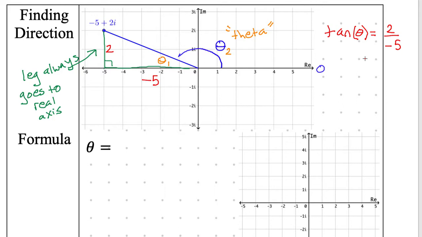Is that theta? Yes, it is theta. But now we need to solve for theta. So how do we solve for theta?